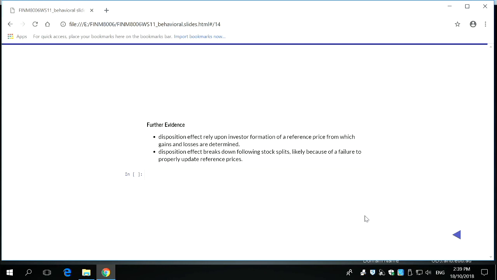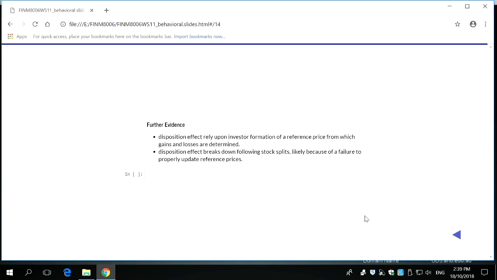There's a negative evidence, right? So this is also evidence, but evidence in a negative way. When we say the disposition effect, we need some kind of reference price, right? So we need the investor to be able to refer their gains and losses from some past price observations, right?